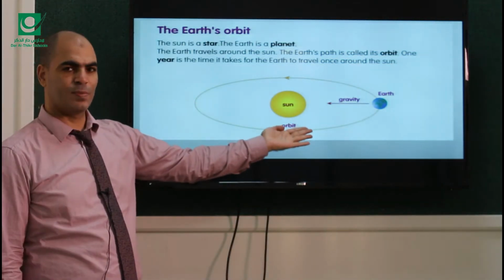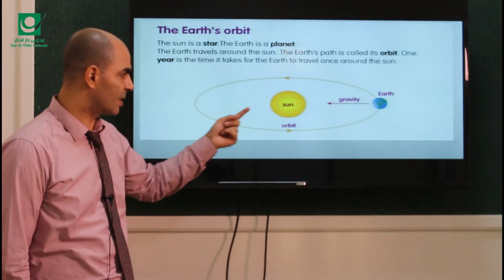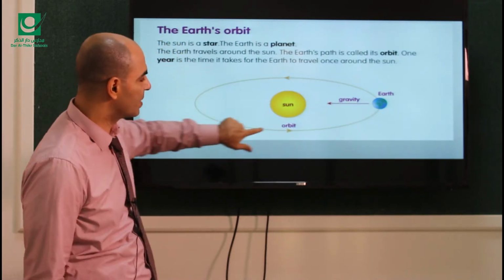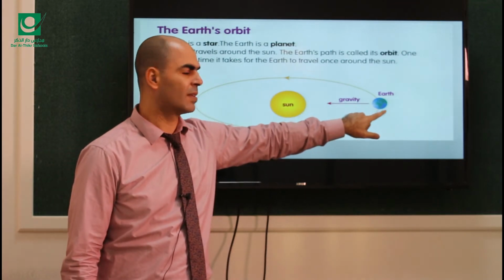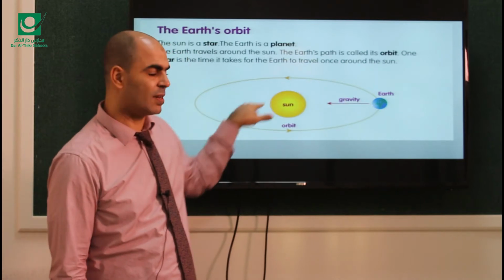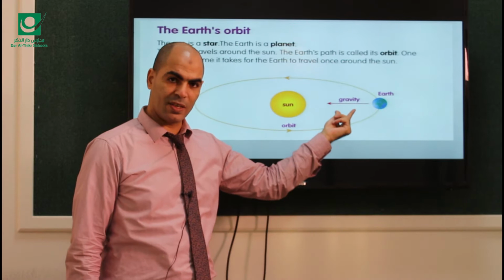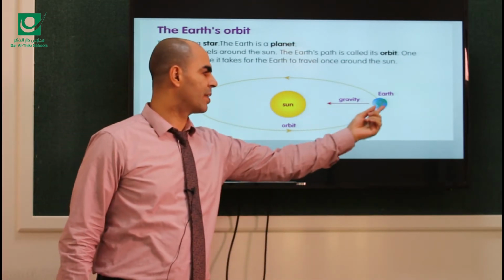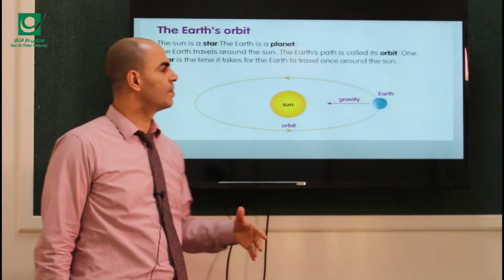What can you see in this picture? You can see the sun. We can see the sun and the earth. And this is the orbit, again, the orbit of the earth. The earth goes round the sun in an orbit. And there is something called gravity. Gravity makes the distance between the sun and the earth stable, fixed.